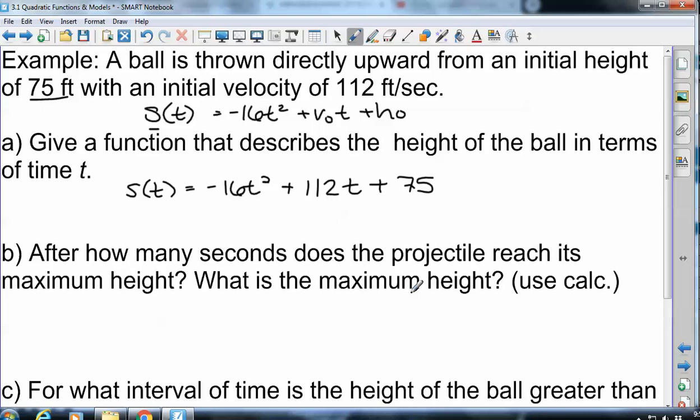Part B. After how many seconds does the projectile reach its maximum height? And what is the maximum height? Okay, we have two options for getting this. We can graph it and look at the calculator. We can also do a quick calculation on our calculator. When I'm asking you for a maximum or minimum, what am I asking you for? The vertex. This is a quadratic. Is it opening up or down? Down, because it's negative. So I know it's going to look like this. So here is my maximum. That's our vertex. Do we know how to quickly find the vertex? Absolutely. Opposite of b over 2a.